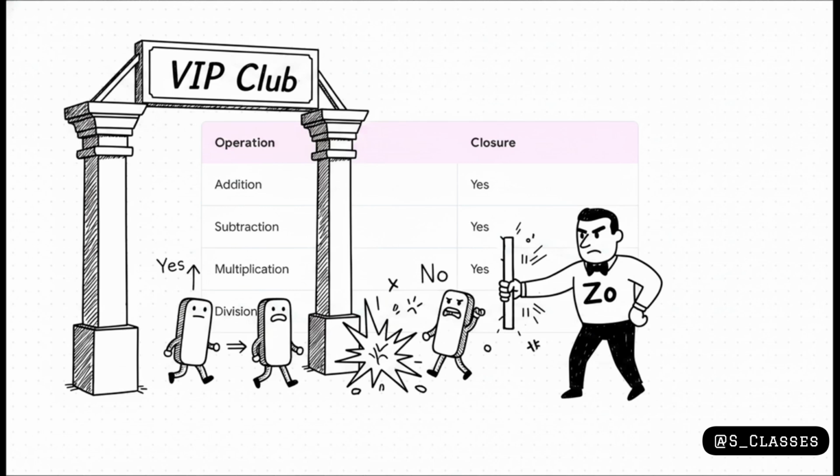But division? Division completely fails the test. Why? Because if you try dividing any rational number by 0, the whole system just breaks down. 0 is essentially the club's bouncer that absolutely denies entry for division. It's a great reminder that every mathematical operation has its own unique temperament.